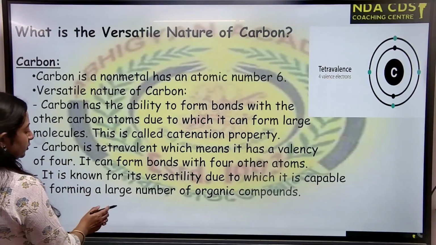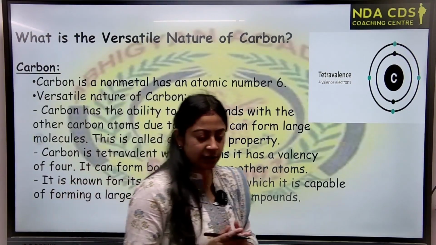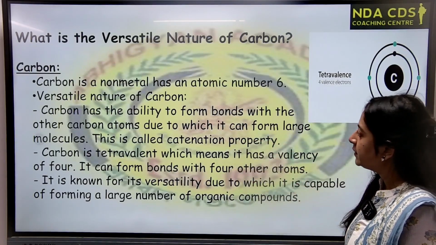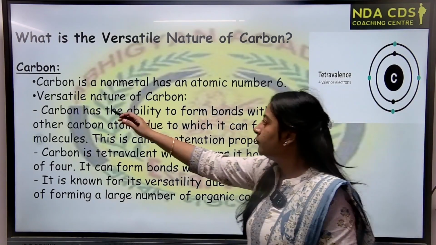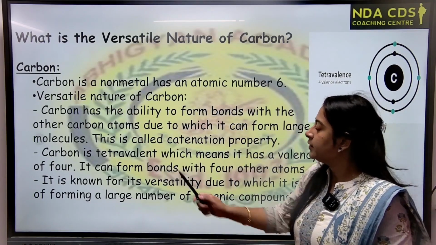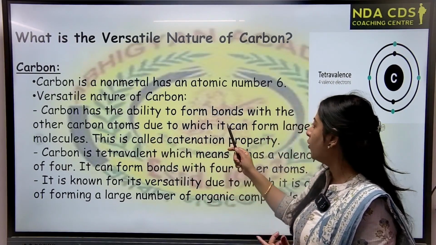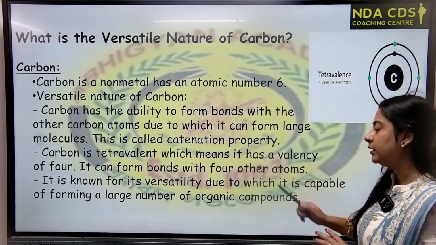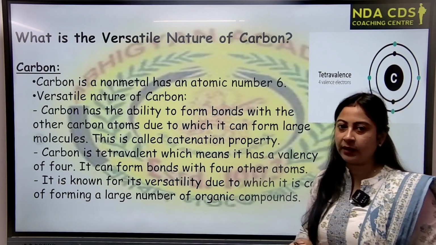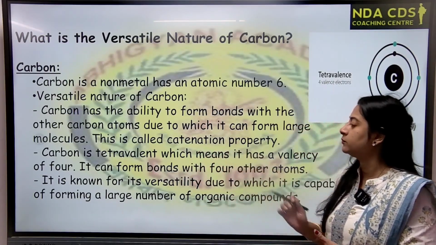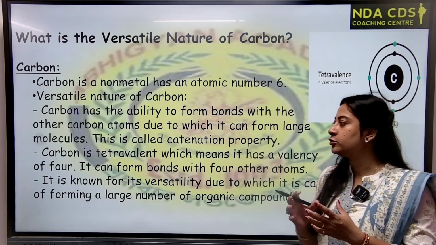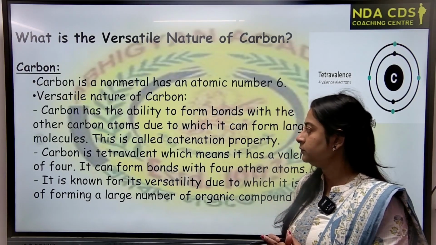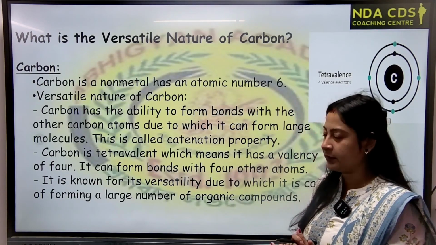See, what is the versatile nature of carbon? So carbon basically has 2 versatile nature. One is valency and another is catenation. Carbon is a non-metal, has an atomic number 6. Versatile nature of carbon. First, carbon has the ability to form bond with the other carbon atoms, due to which it can form large molecule. And this phenomenon or this property is known as catenation property. We will talk about this later. Whenever we study about the compounds of carbon, we will understand catenation.